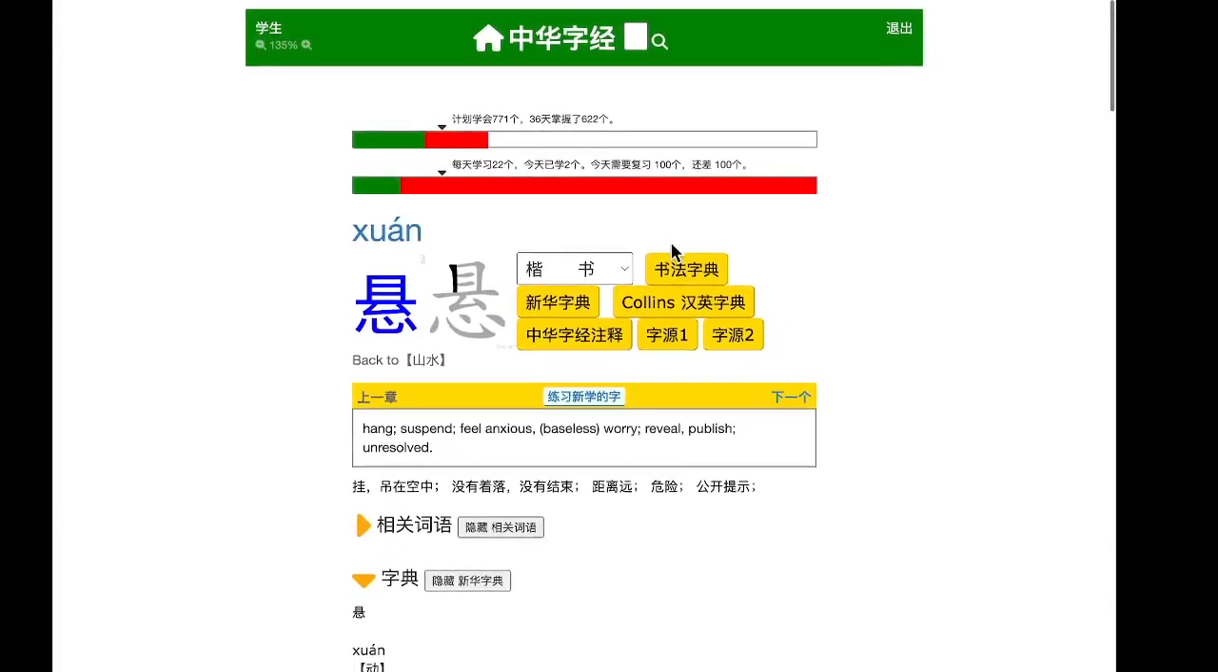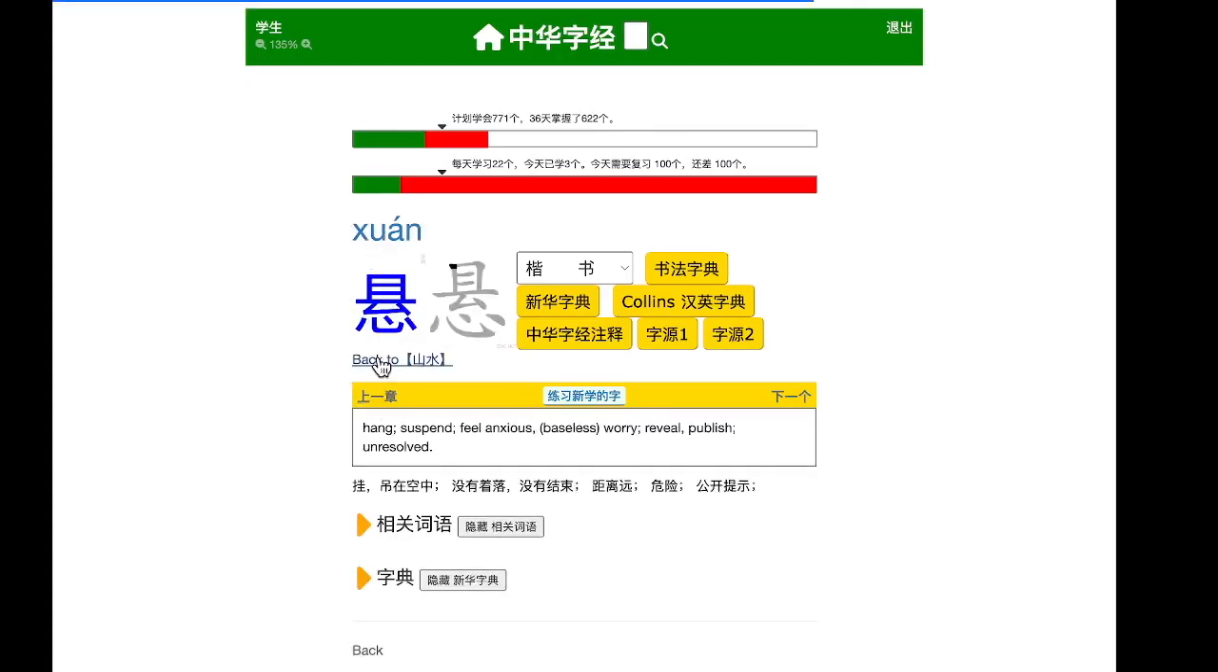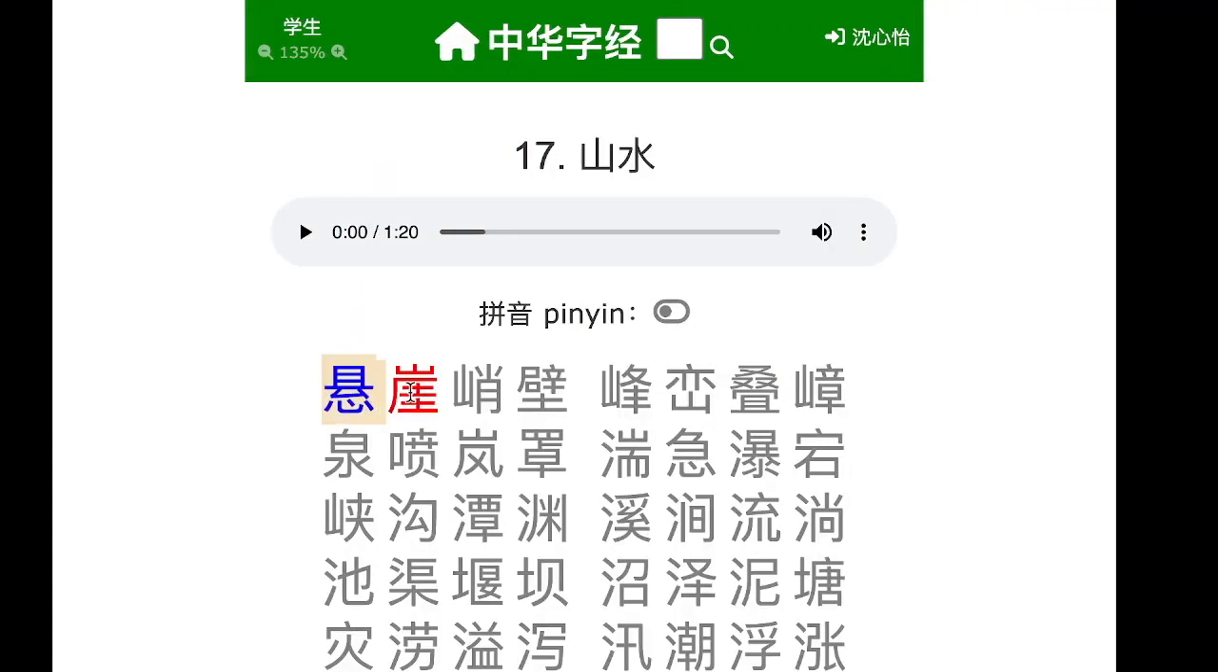Here, though, 悬崖. 崖 is a precipice or a cliff or bank. So it's got a mountain on the top, shape of it. So 悬崖. 悬崖 is what we call a precipice or a cliff because you can hang off the edge of it.